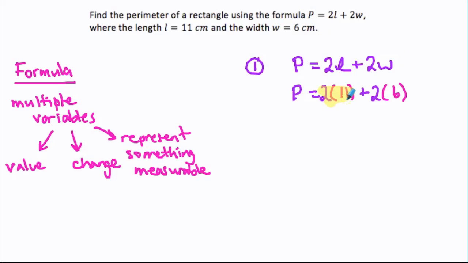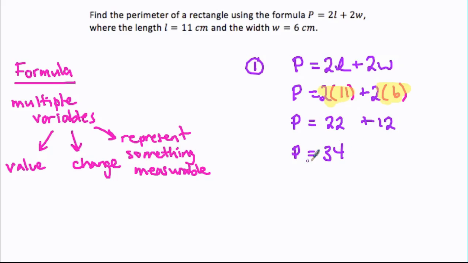I've got a multiplication here and a multiplication here. I can do those together because the addition sign keeps them separate. So let's evaluate those. We get P equals 22 plus 12, and now really there's nothing else to do. So P equals 34.